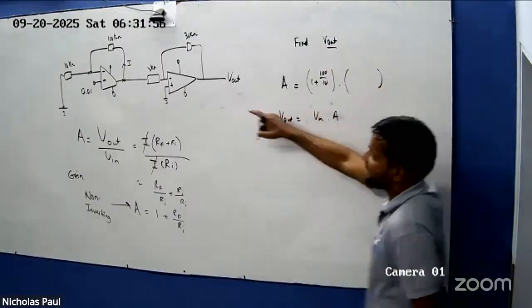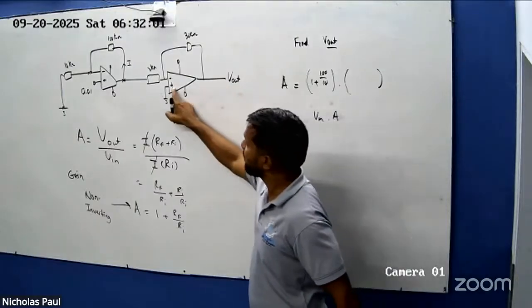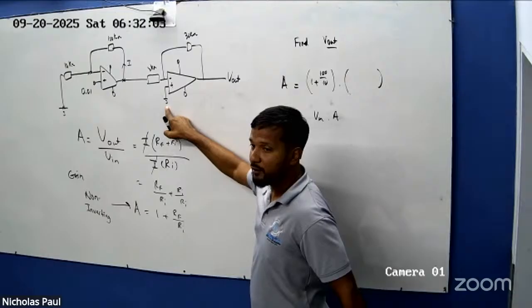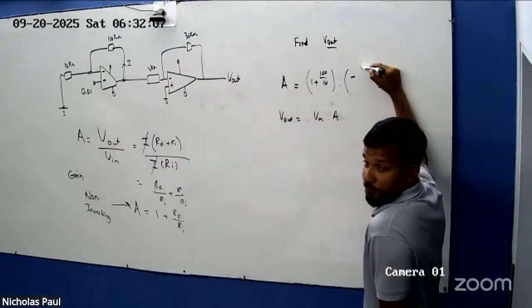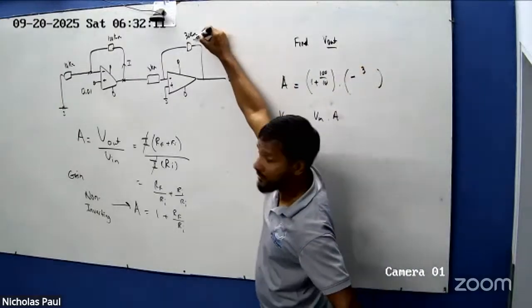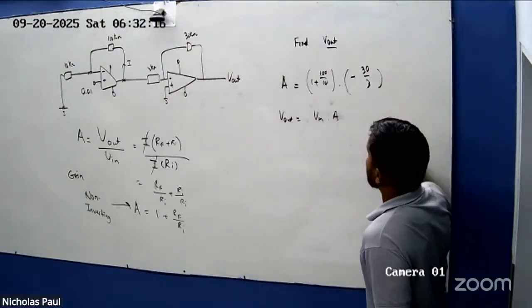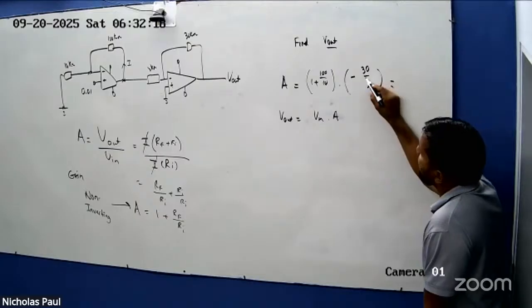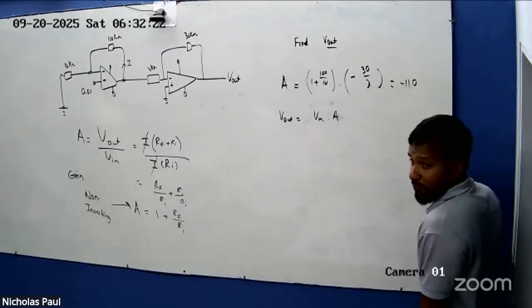What about this one? Inverting or non-inverting? Inverting, right? So it will be minus what? That'll be minus 30 over 3. So when you work it out, what do you get? Minus 10 times 11, minus 110.